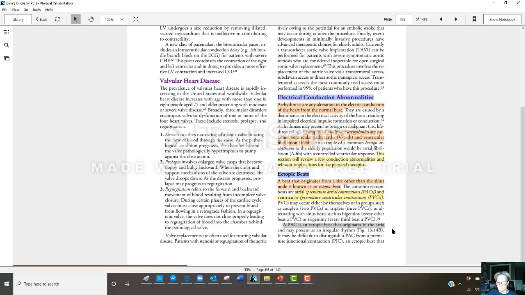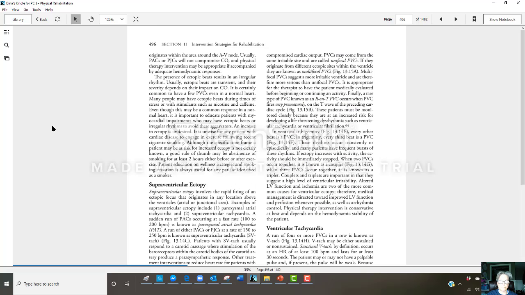A PAC is an ectopic beat that originates in the atria and may present as an irregular rhythm. Figure 13.14b. It may be difficult to distinguish a PAC from a premature junctional contraction, PJC, an ectopic beat that originates within the area around the AV node. Usually, PACs or PJCs will not compromise CO, and physical therapy intervention may be appropriate if accompanied by adequate hemodynamic responses. The presence of ectopic beats results in an irregular rhythm.